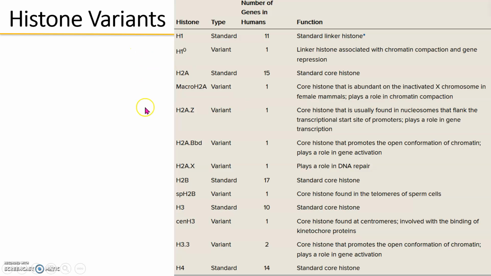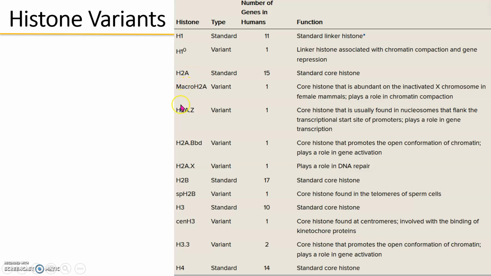Now, I talked about adding histone variants. There have been variants identified for all histones except for H4. And I'll also note here that when our DNA is replicated and our histones are put in place, they are usually the normal ones. And then the histone remodelers can come back and change them for a variation. So this table shows you the standards and the variants.